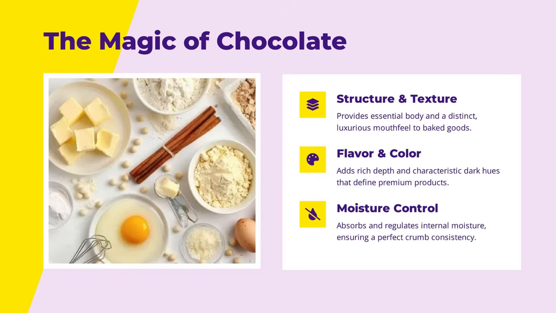The second type is milk chocolate. Milk chocolate contains cocoa solids along with milk solids and sugar. It has a sweeter and creamier taste, making it suitable for cakes, cookies, and confectionery products enjoyed by all age groups. The third type is white chocolate.